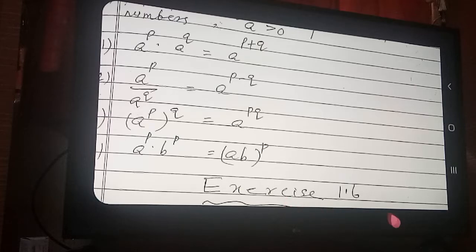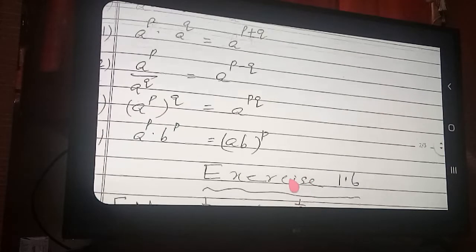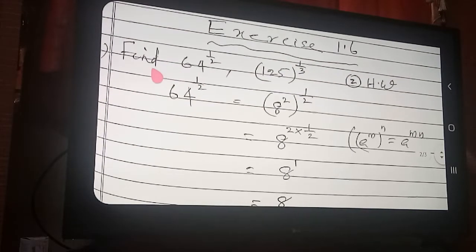Ready. Exercise 1.6. In the first section there are three sums. This is the first sum, this is the third sum, and this is the second sum. The second sum I have written over here as homework, so you do it in the homework. And the first sum: 64 raised to 1 by 2. One question is coming.